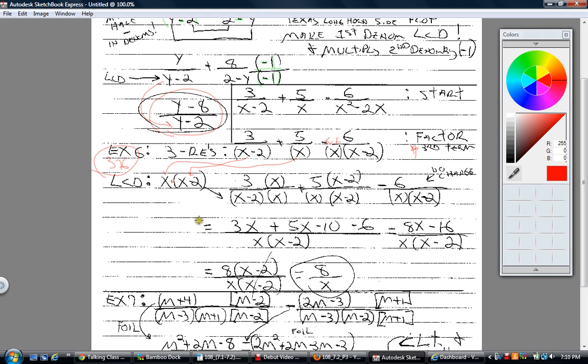Notice the multiplication going in between them. Good news, look at this third term. You've already got the x, you already had the x minus 2, so you're done. You remember the tiebreaker rule. Okay, so that's the LCD.